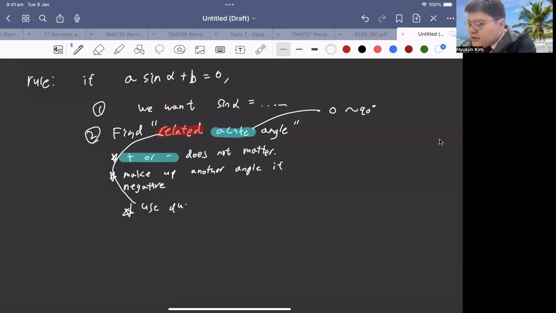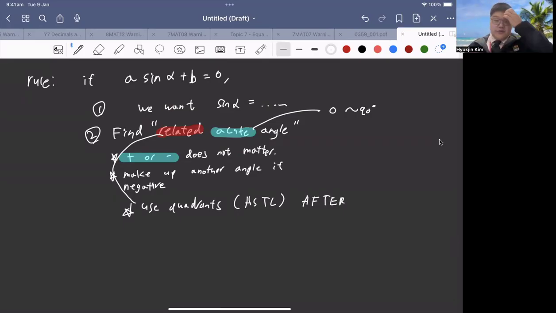use quadrants or ASTC after. Once I have found the related acute angle and determined the quadrants for it, then I use it. So here's an example that I'll go through.